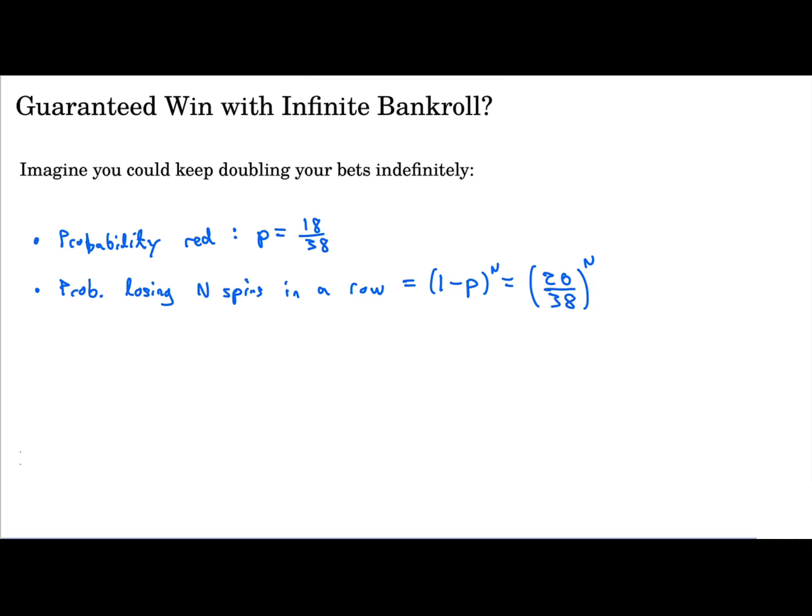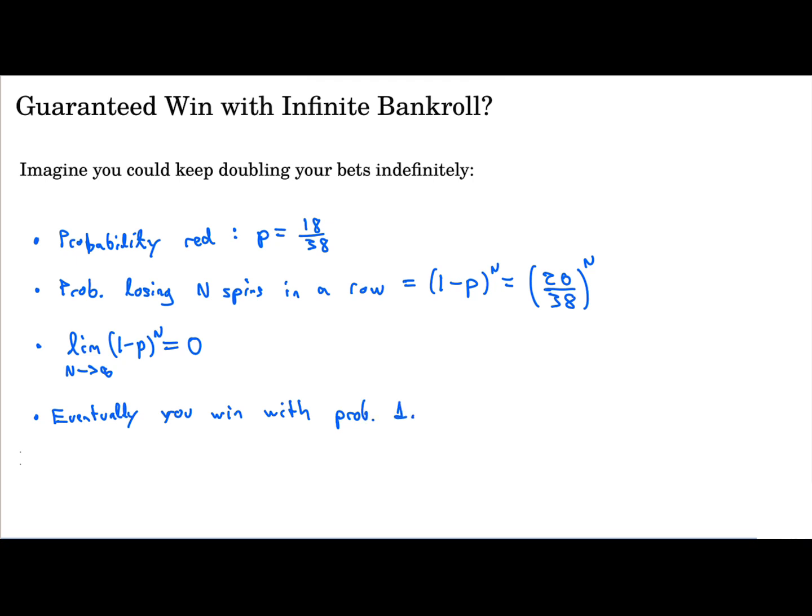And of course, the main idea of the argument is that the limit of (1 minus p) to the n when n goes to infinity is equal to 0, because 1 minus p is less than 1, right? If you take the limit of this expression when n goes to infinity, it goes to 0, which means that eventually you win with probability 1. Okay, so that sounds very good.